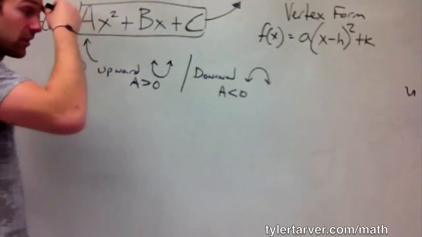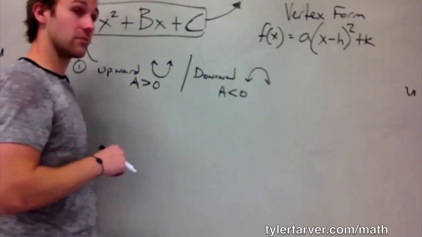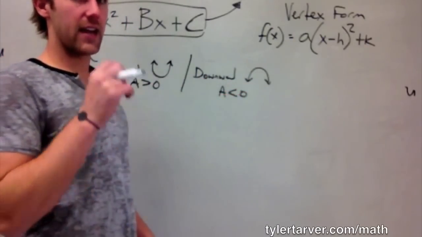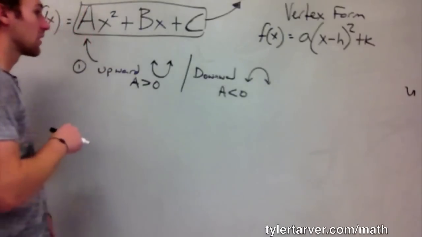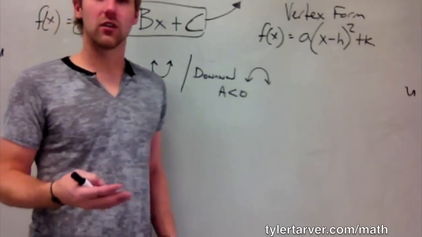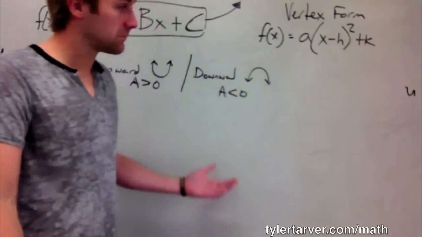Yes, ma'am. How do you spell parabola? P-A-R-A-B-O-L-A. Parabola, if you're a weirdo. All right? Downward facing is a is less than 0. Which, if you'll remember, is also called the reflection across the x-axis. But you don't remember that.